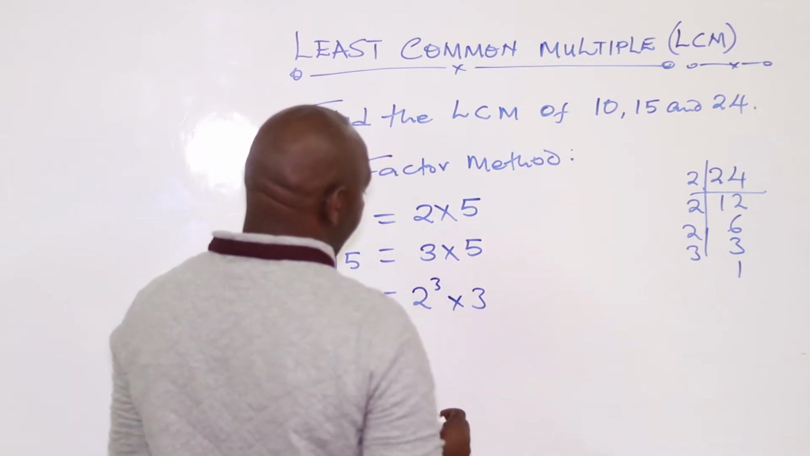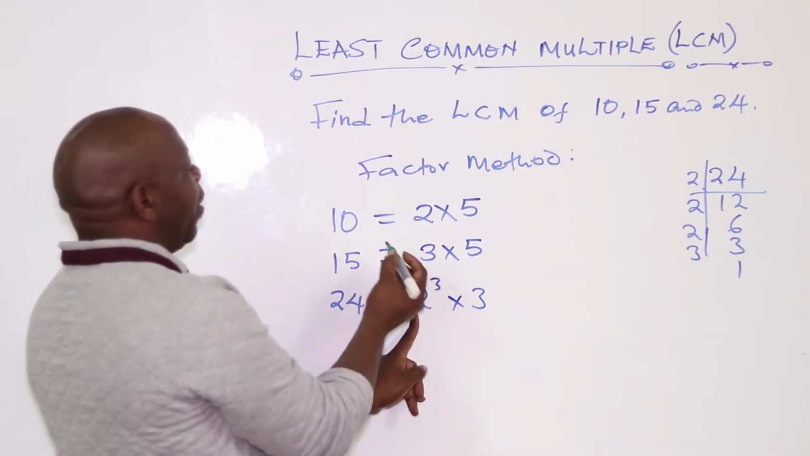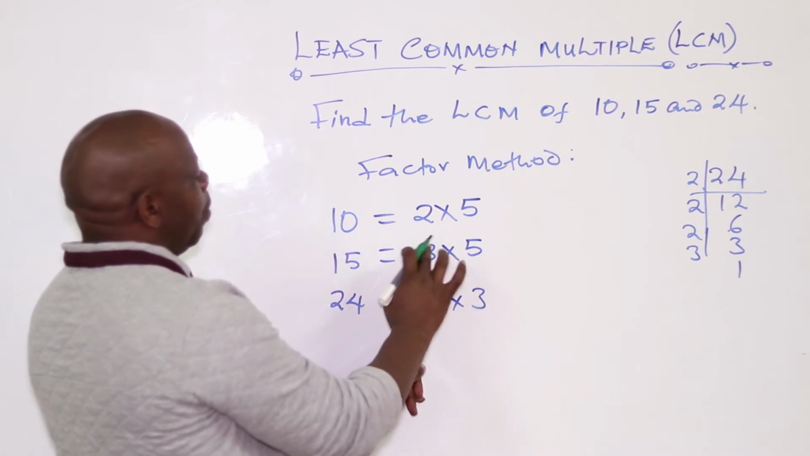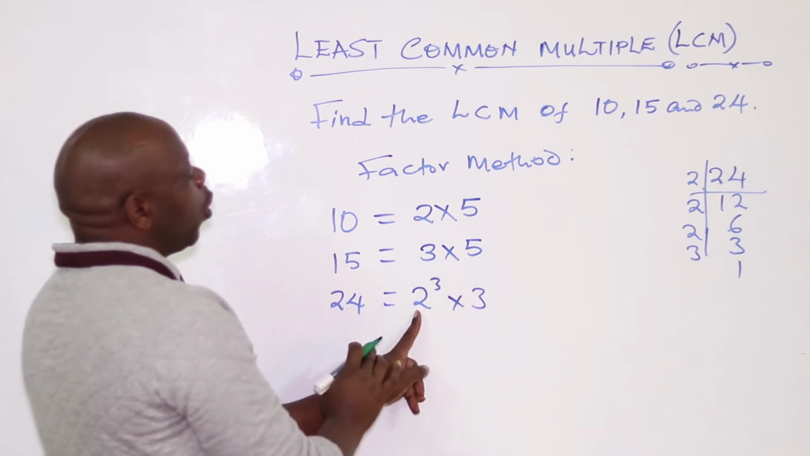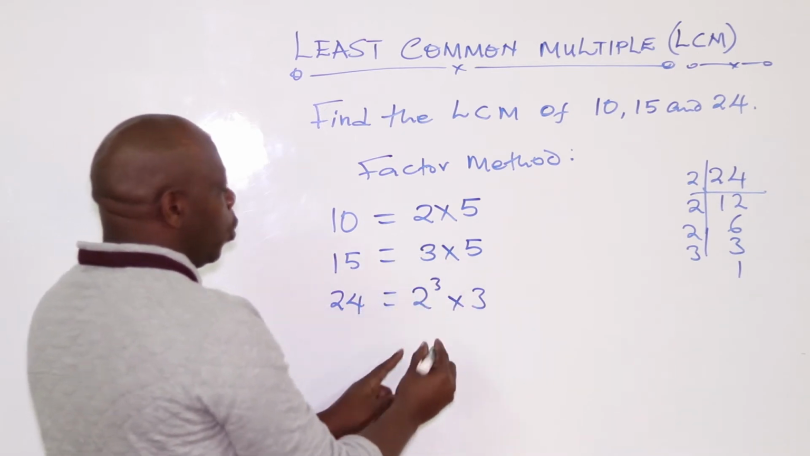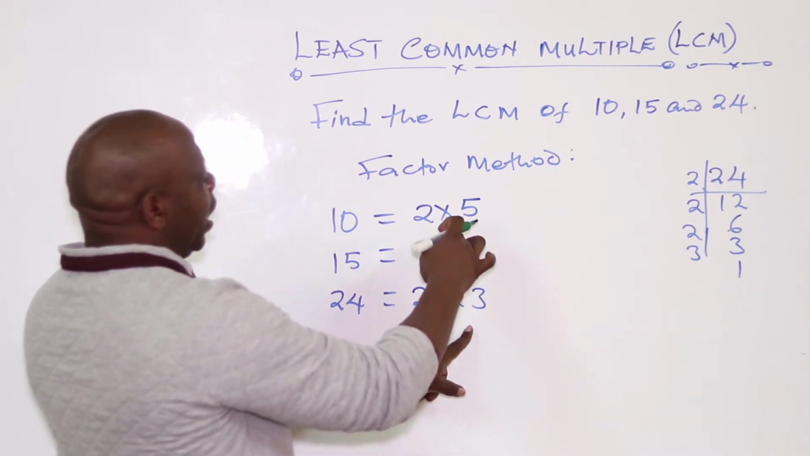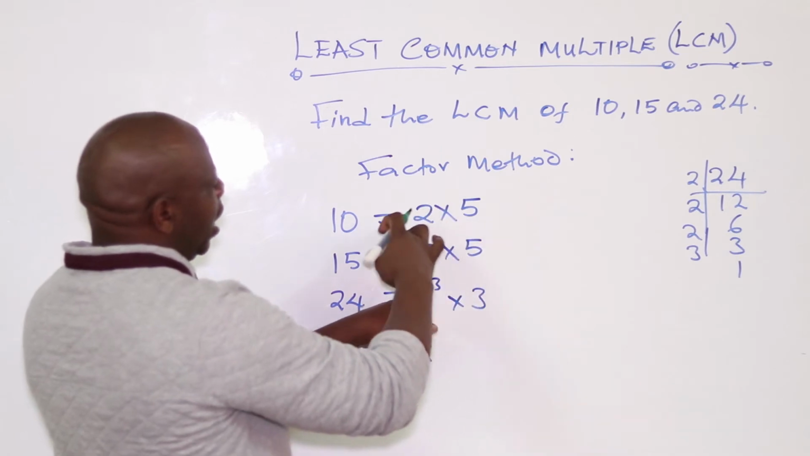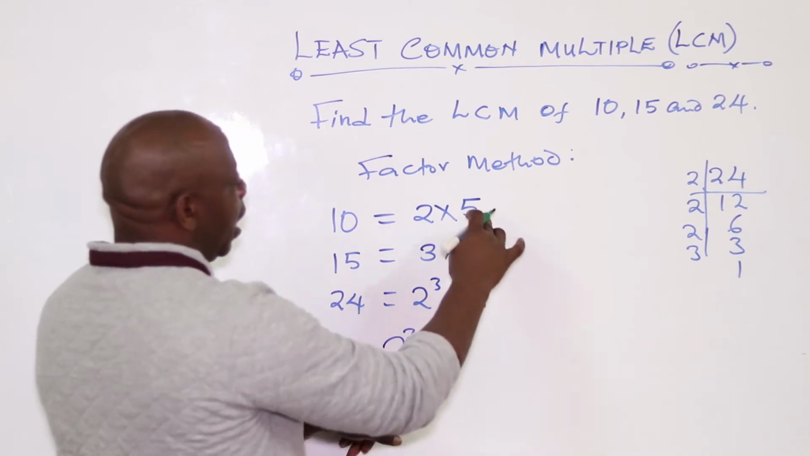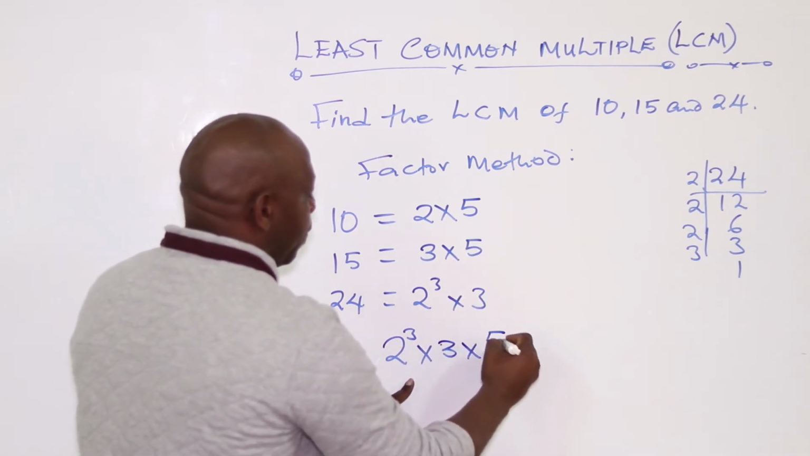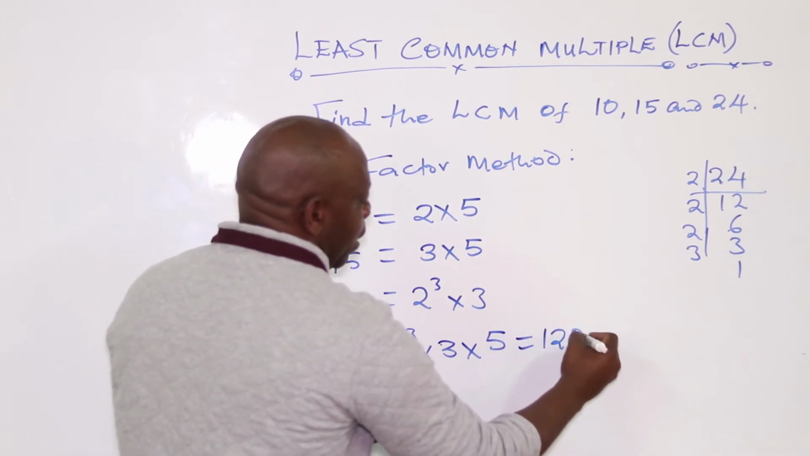So in the LCM, you choose the term with the highest factors. For example, there is a 2 in 10, but there is no 2 in 15, but there is a 2 power 3 in 24. So you take the highest power of 2, which is 2 power 3. You multiply by 3, the highest power of 3 in 10, in 15, and in 24 is just 3. Then there is a 5. If you multiply that, you get 120.